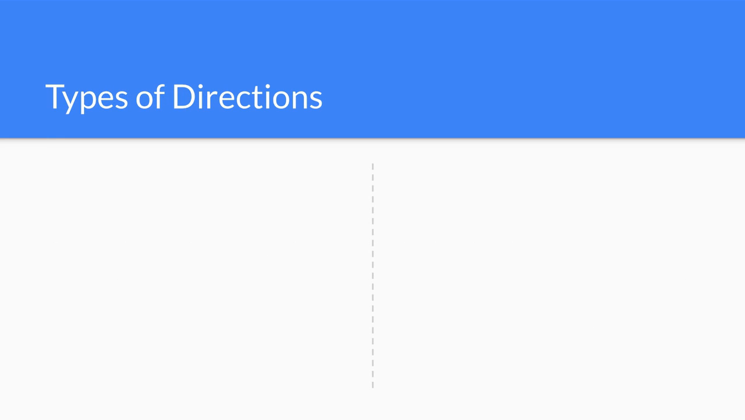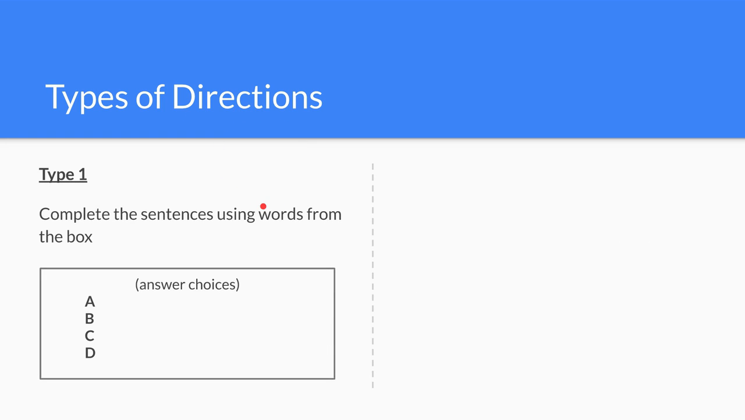Now, in this question type, in the fill in the blank question, there are going to be 2 main types of directions. So in the first question type, you might be asked to complete the sentences by using words from the box. So in other words, you may get a box in which you will have answer choices. This is like a multiple choice in a way.